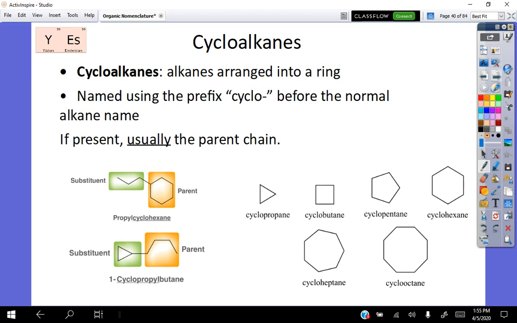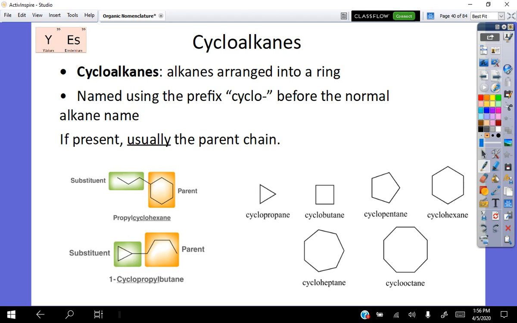The last couple of rules we're going to go over are for cycloalkanes. Cycloalkanes are referring to rings. These are carbon-hydrogen compounds that form a ring or a cyclic compound. So we put cyclo in front of the name. Some of the common ones we see are cyclopropane. So this is a 3-carbon ring. A cyclobutane is 4 carbons. Cyclopentane, 5 carbons. Cyclohexane is 6, etc., etc.